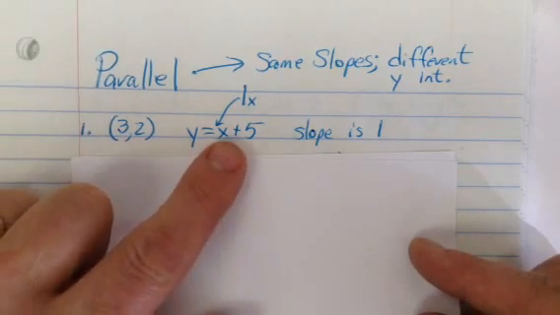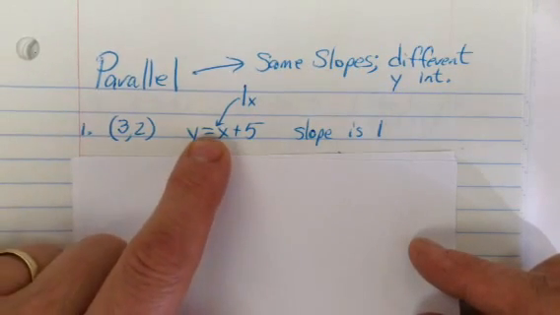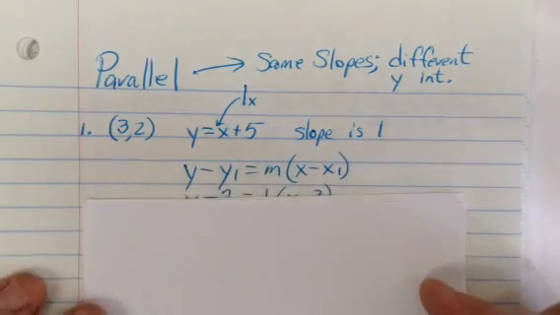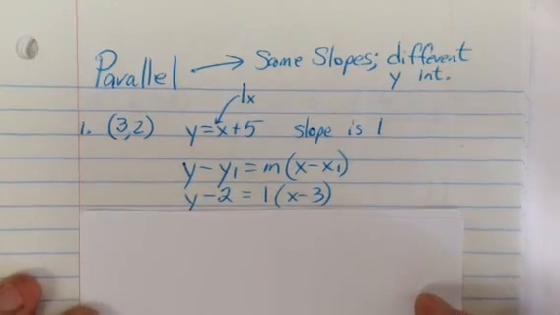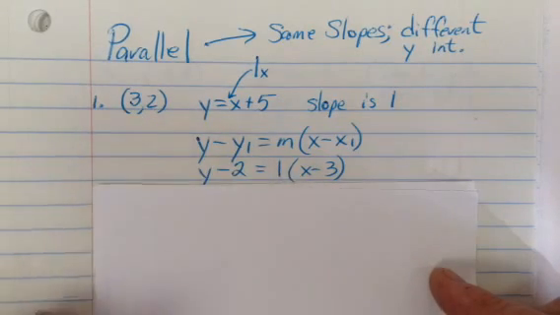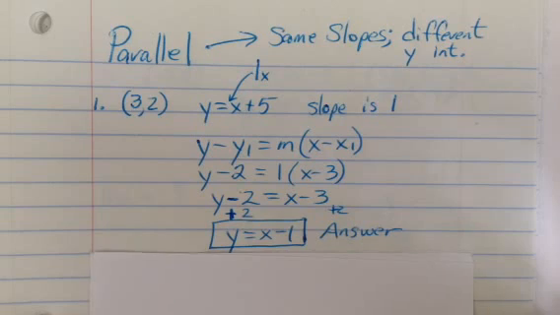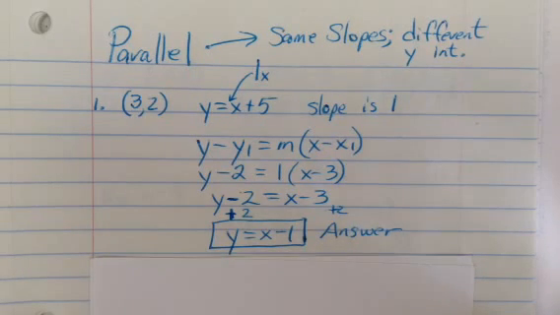Given this point, this equation, parallel. We want the same slope. We identify the slope as the understood 1. We go to our point slope form. We plug in the information. We know the slope and my x and y values appropriately. Distribute a 1. Add 2 to both sides. There's our answer, y equals x minus 1.